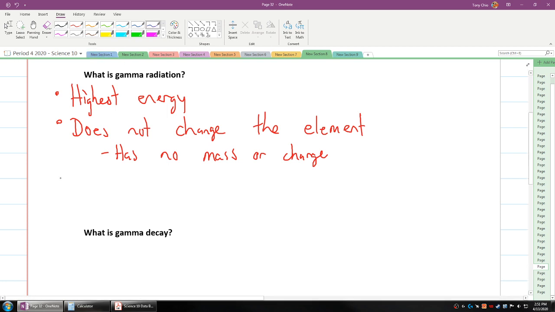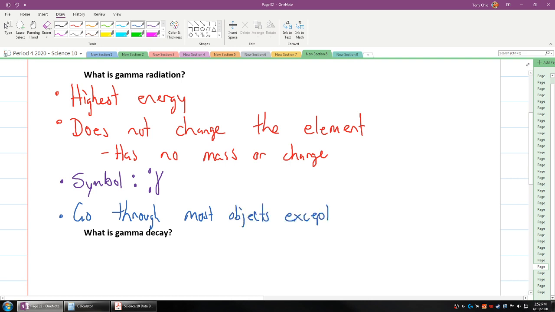So, how does that work? Well, it has a symbol. The symbol for it looks like a Y with a tail. But it has no mass or charge change to it, so it's 0 and 0. And because of that, it is so much smaller because it's all energy. It can go through most objects, except, for example, lead or concrete, because they are still too dense for gamma radiation to go through.